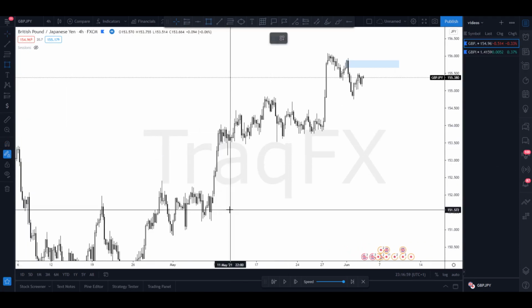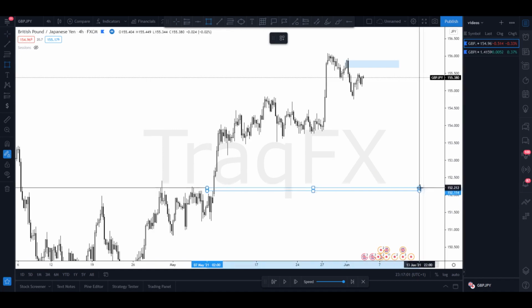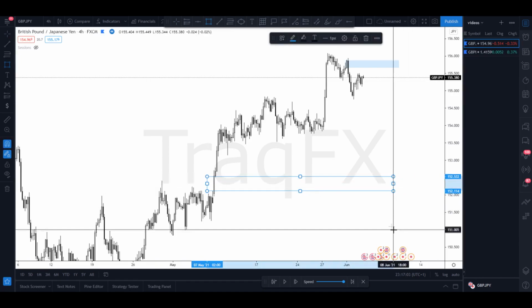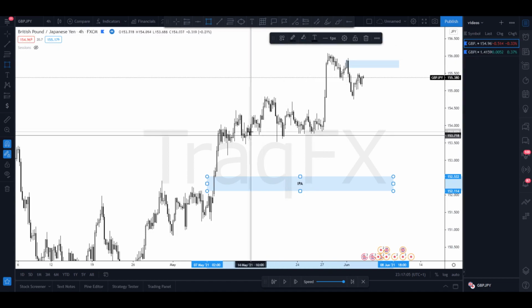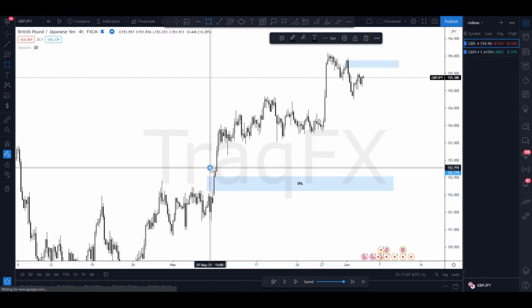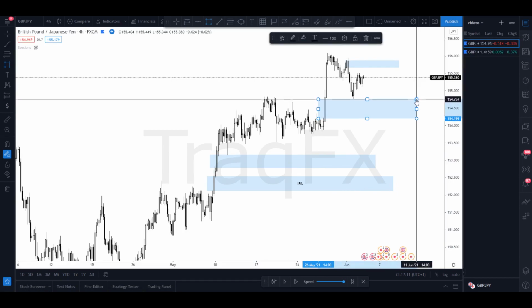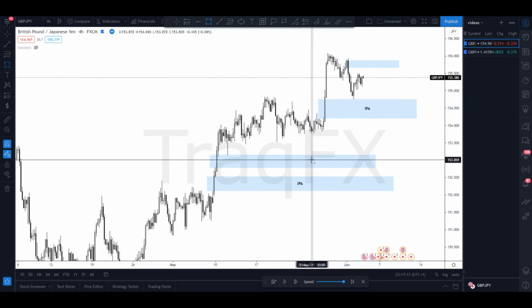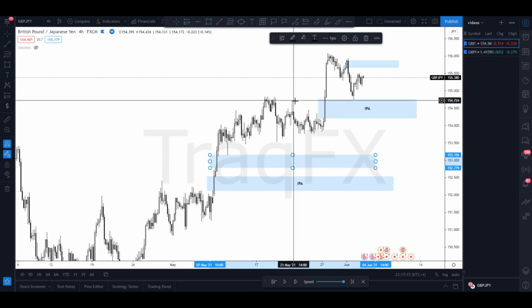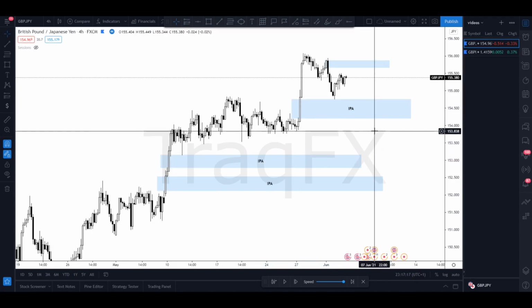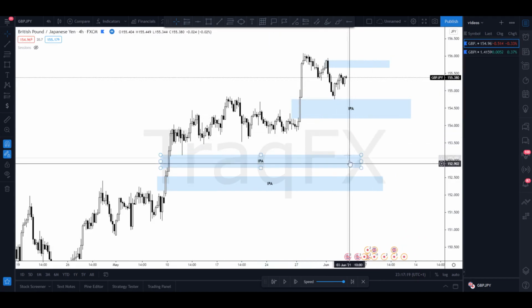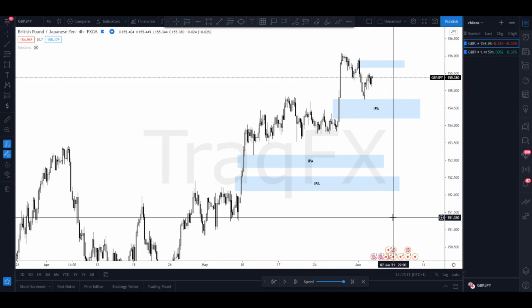Where did it leave imbalance? One, a ton of imbalance over here, right? Let's mark this. Even more imbalance over here. More imbalance over here. So we basically have a ton of imbalance that price action needs to come back and mitigate, right? And like I said in the IPA video, if you have all this imbalance, price needs to come back down. There's no doubt about it. Price needs to come back down.